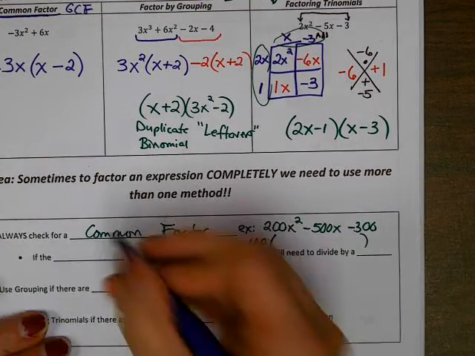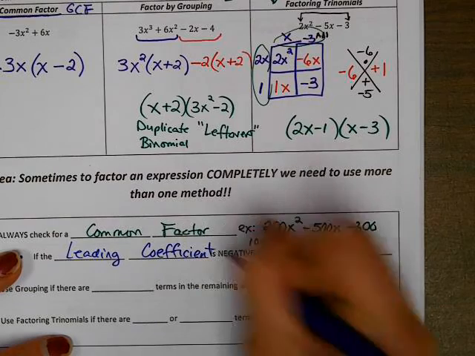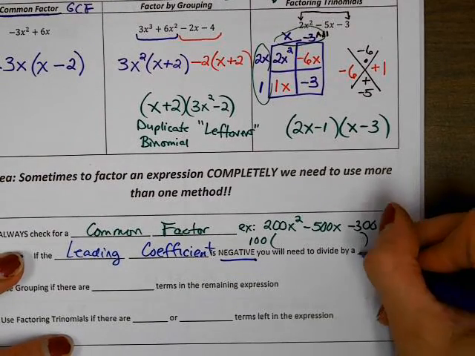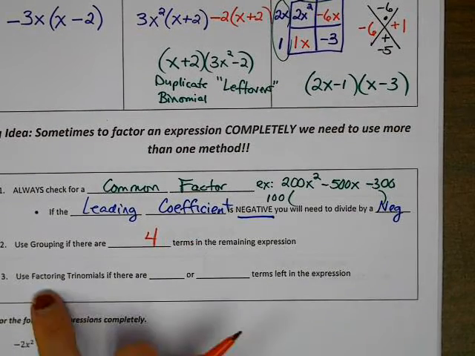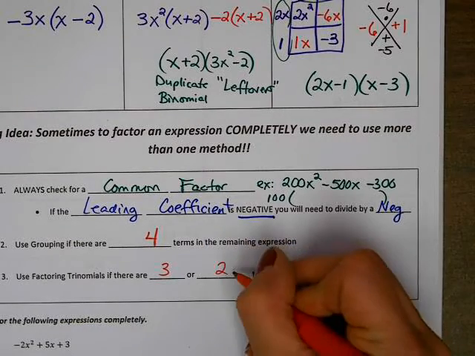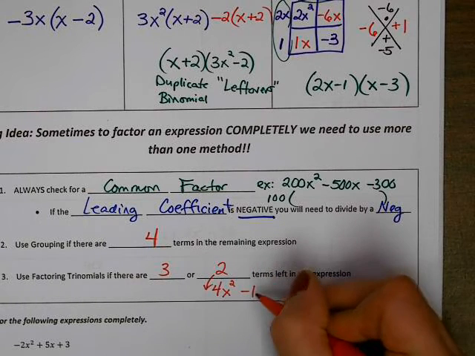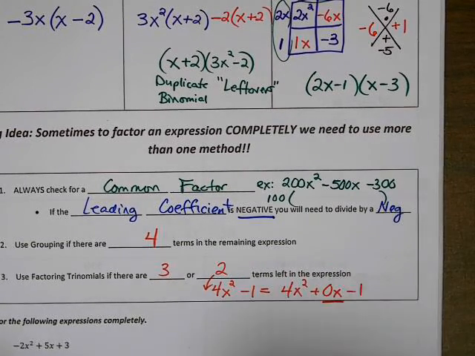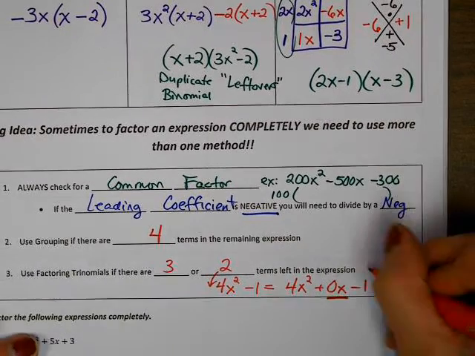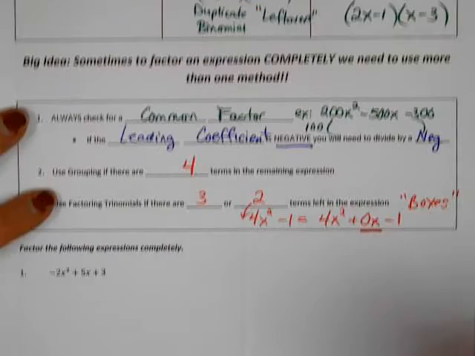If the leading coefficient is negative, you have to divide by a negative. Okay, factor it out. We've been doing that all along. Use grouping if there are 4 terms, and then factoring trinomials if there's 3 or if there's 2. What do you mean if there's 2? Well, if it's something like 4x squared minus 1, that actually is 4x squared plus 0x minus 1 because the middle's canceled out. Then we would use boxes, or your guess and check technique. Okay, all right, number 1.